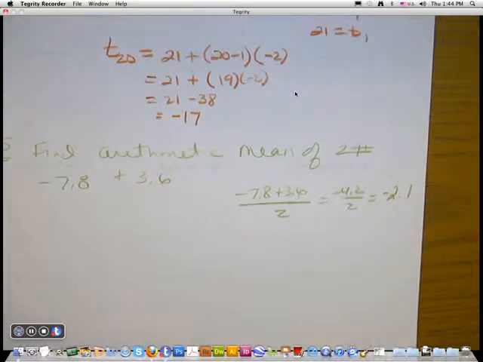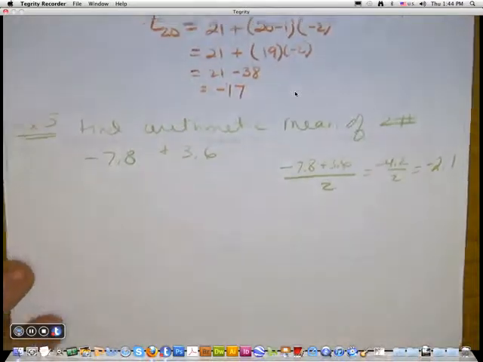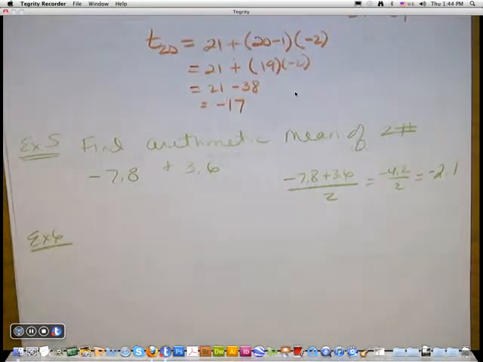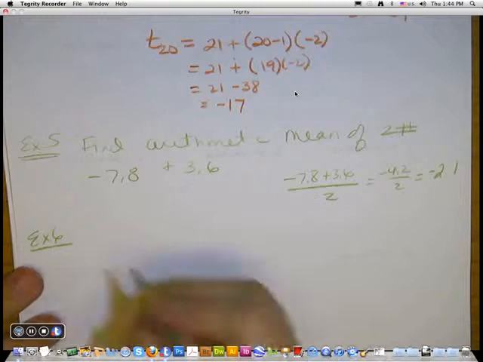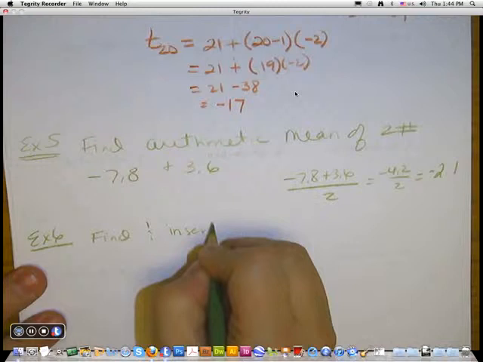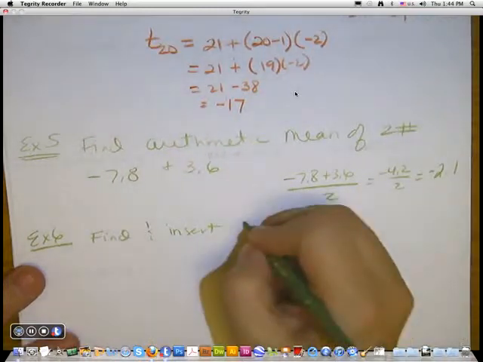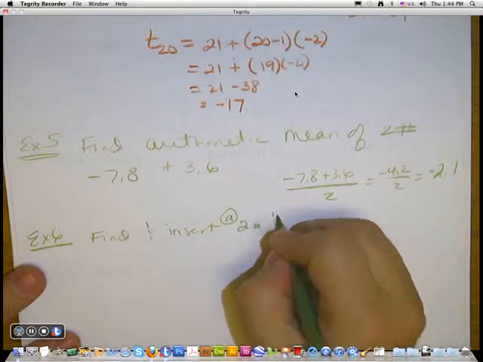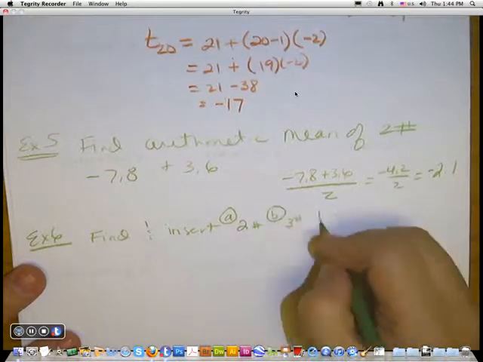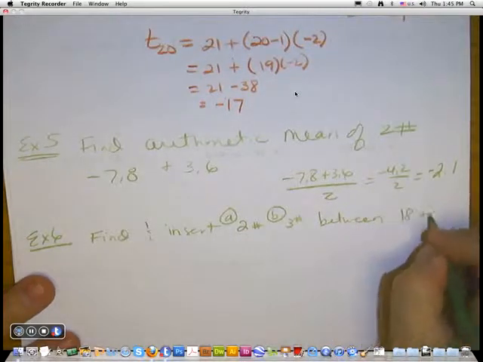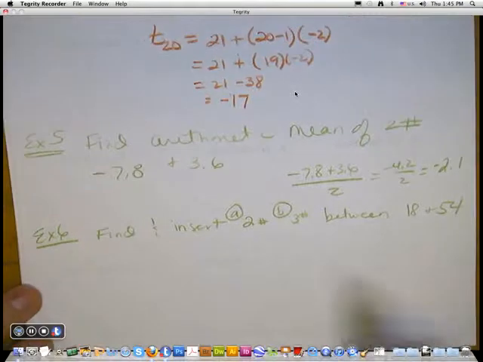Arithmetic mean is your average. Add your two numbers together and divide by 2. Something that you've been doing for a really long time. All right, example 6. This time you're going to find and insert 2 numbers. That's going to be part A. And part B is 3 numbers between 2 other numbers. So part A, part B.